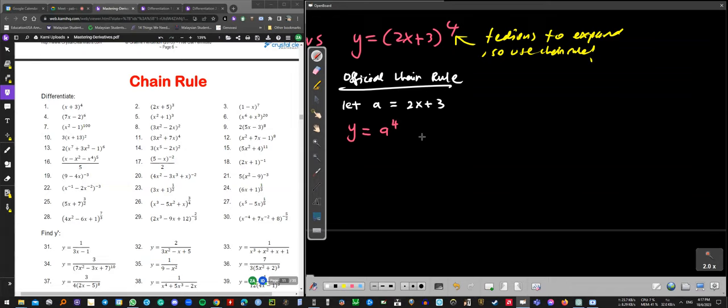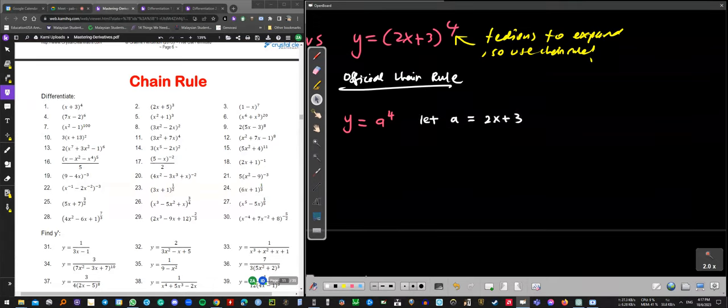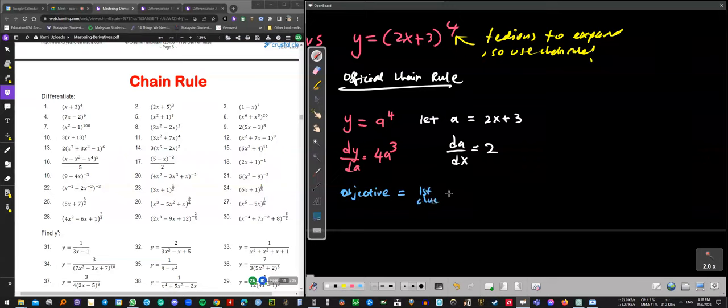Then with the white and the pink, I can't get dy dx directly, right? From the pink one, I can only create dy dA, right? So it becomes 4a to the power of 3. From the white one, I can only create dA dx, which gives 2. So the chain rule is actually a matter of knowing your objective, and then it will be equal to whatever the first clue you have, multiplied by doing something with your second clue.